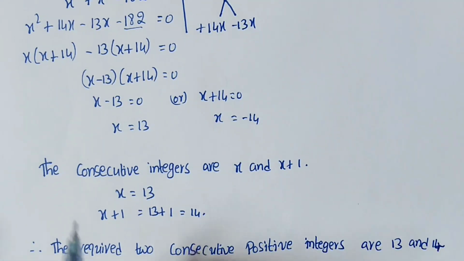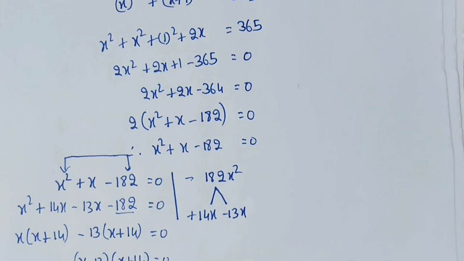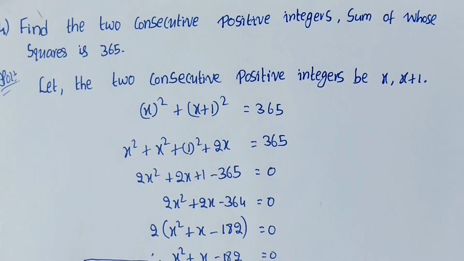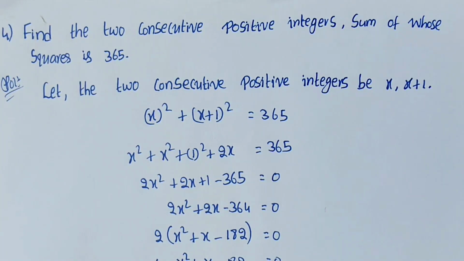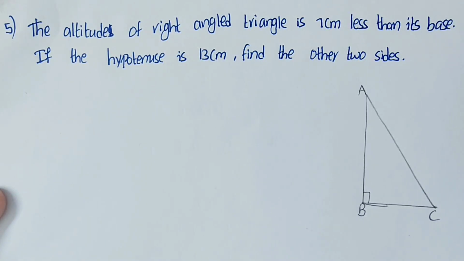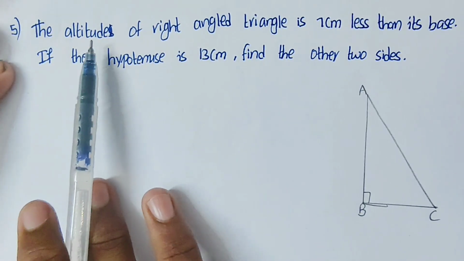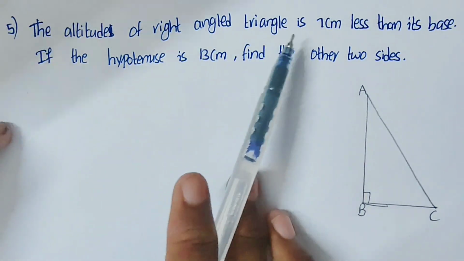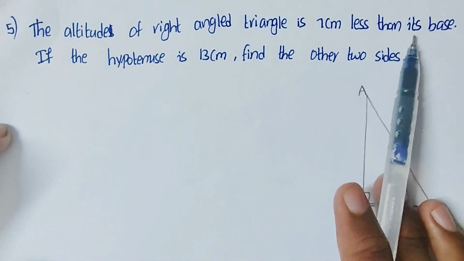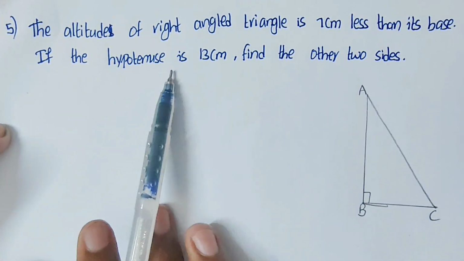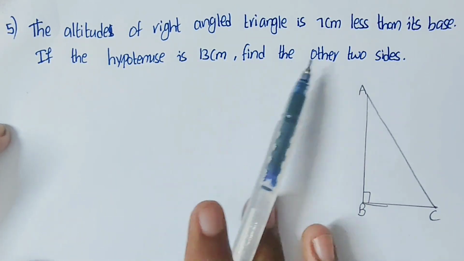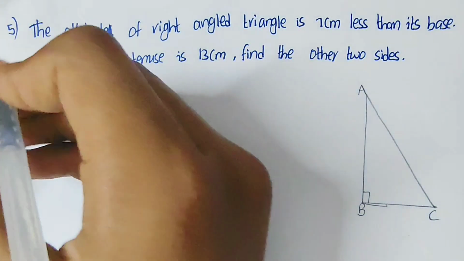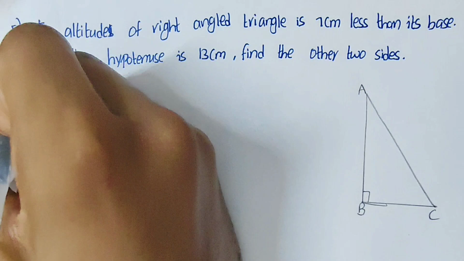So we have completed the fourth question. Now let us go to the fifth question. The fifth question is: the altitude of a right angle triangle is 7 cm less than its base. If the hypotenuse is 13 cm, find the other two sides. Let us solve it.